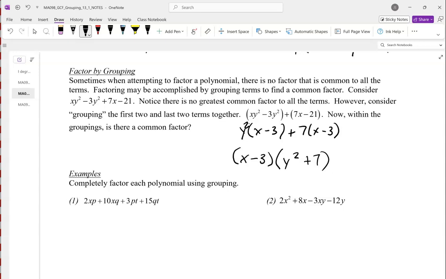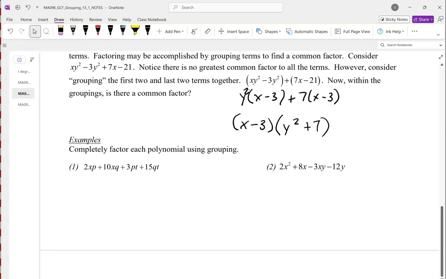So let's do the same thing for this next example here, and then I'll get you started on your quiz here. Let's group these 2 and these 2.